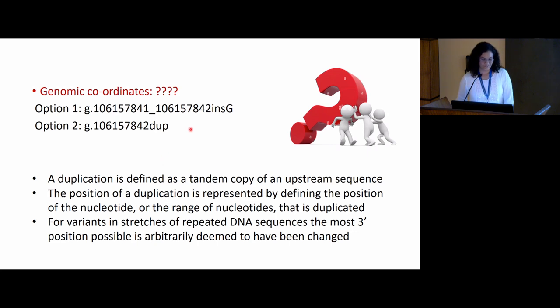So let us look at why duplication is the right nomenclature. A duplication is defined as a tandem copy of an upstream sequence. In this case, a G was present already upstream of where the insertion has happened, so it is actually a duplication. The position of a duplication is represented by defining the position of the nucleotide that is duplicated. And for variants in stretches of repeated DNA sequence, the 3' most rule applies here. So the 3' most position possible is arbitrarily deemed to have been changed.